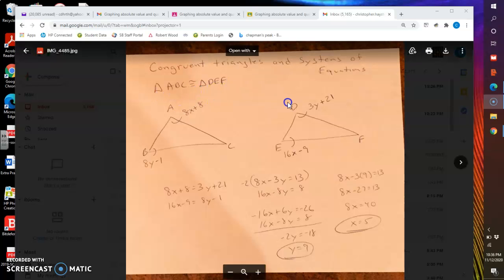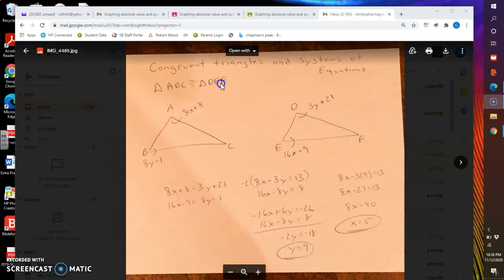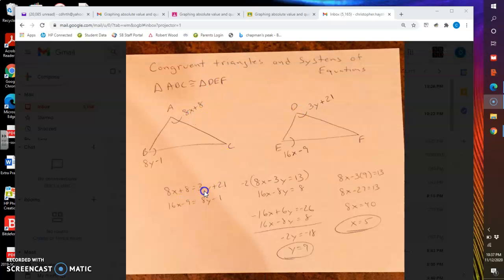So angle A equals angle D, angle B equals angle E, and since those two angles have to equal, C and F also have to equal. Alright, if two angles are congruent, the third angles have to be congruent. And by this congruency statement, all the angles have to be congruent anyway. But if you notice, angle A and angle D sets up 8x plus 8 equals 3y plus 21. Angle E and angle B being equal sets up 16x minus 9 equals 8y minus 1.